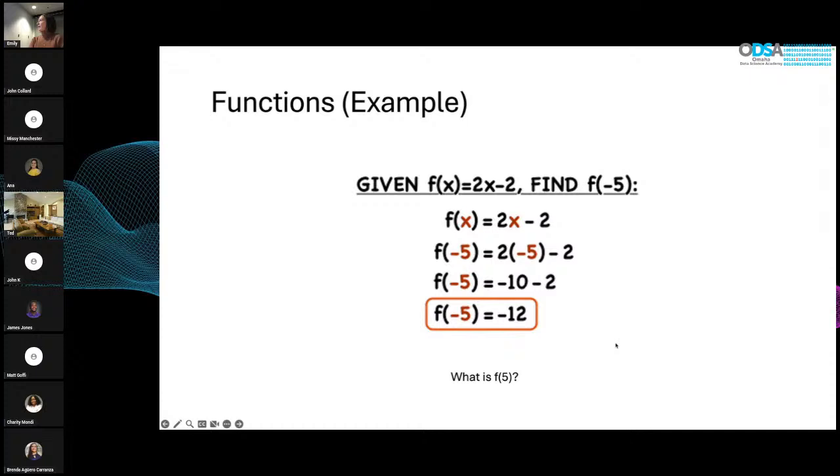Can anybody quickly do in their head what is f at 5? Eight. F at 5 is 8. So f at 5, 2 times 5 now takes the value of x, that's 10. 10 minus 2, that's 8.